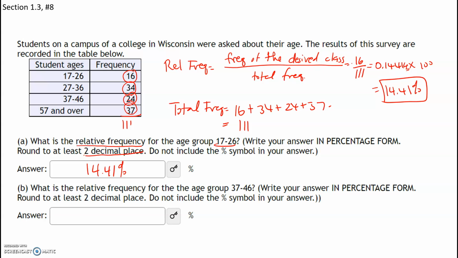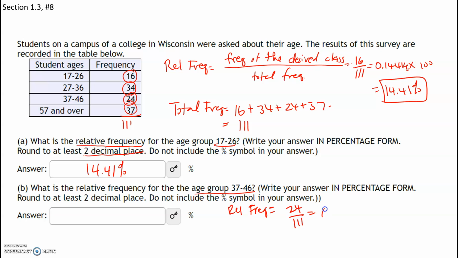Part B says, what is the relative frequency for the age group 37 to 46? Once again, same exact thing, except this time, the age group 37 to 46 has a frequency of 24. So our relative frequency is going to be the frequency of the age group from 37 to 46. That is going to be 24 divided by 111.